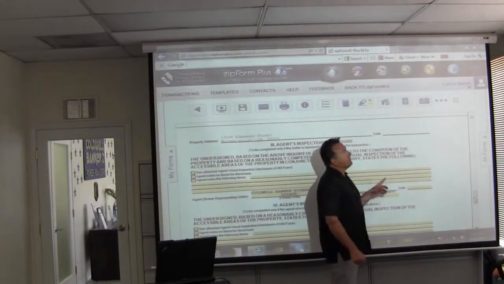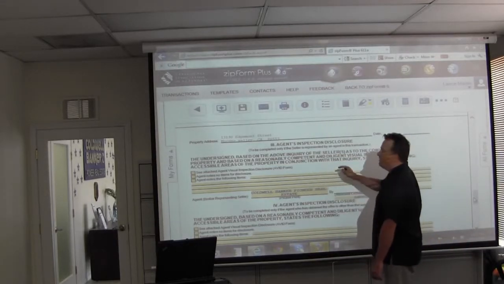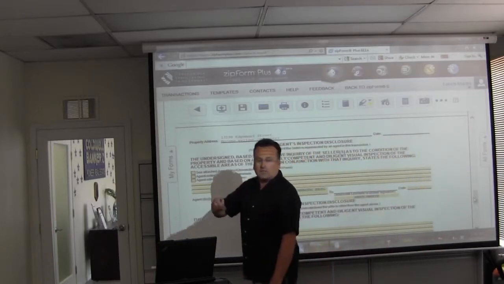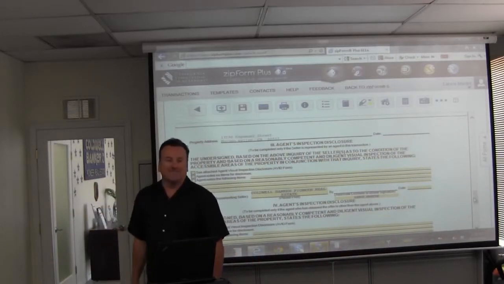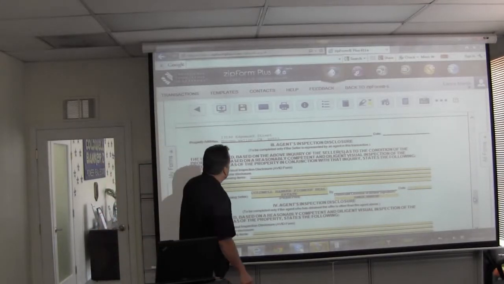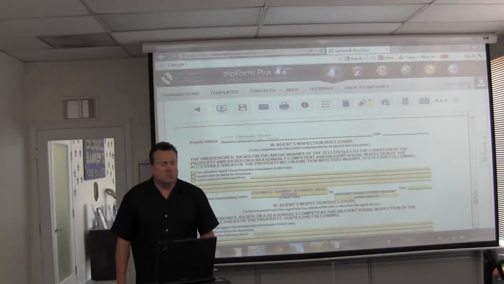Agent has noticed no significant defects with the property. Seller's disclosure appears fine. Agent recommends the buyer obtain an independent third-party inspector to satisfy themselves as to all conditions related to the subject property. That was my legalese get-out-of-jail-free card. Guess what? Our attorneys say, no. Don't write that. Don't do that.